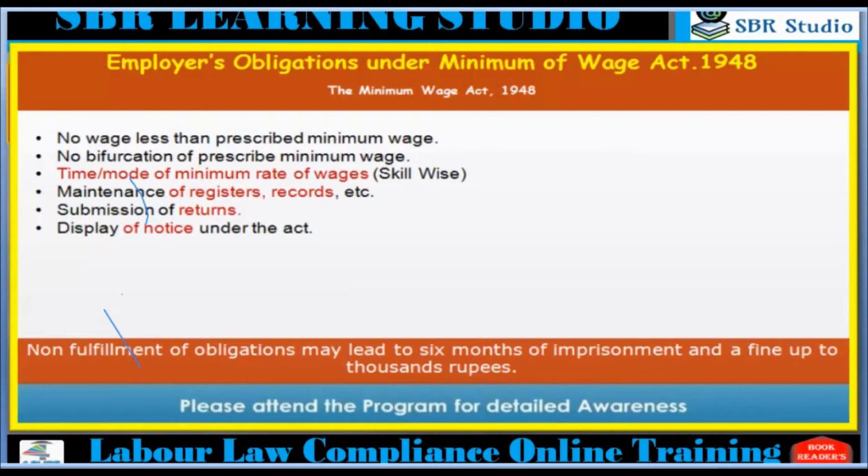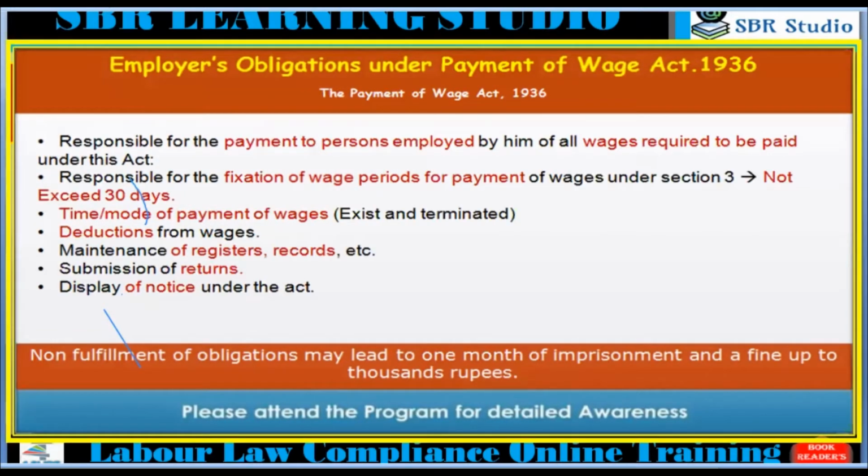The second obligation is that you cannot bifurcate the prescribed minimum wage. You have to pay that. However, many organizations have the practice of bifurcating it into 2 and 3 components, which is a wrong practice. It will impact you for not fulfilling the obligation. Under the provision of the Minimum Wages Act 1948, there is also a provision of 6 months of imprisonment and a fine up to 1,000.